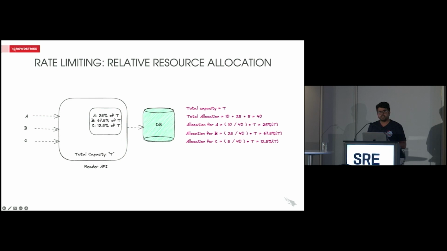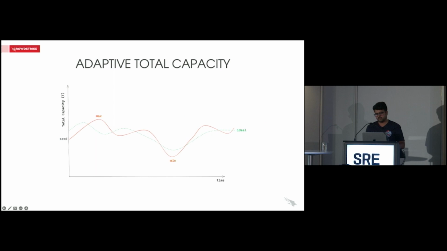But what about T here, the total capacity of the reader container? How do we estimate that? It is simple. We do not estimate that. We infer that from the system. This is the same approach that we took for determining the number of workers that our worker pool should run in our writer service. We start with a seed value and minimum and maximum bounds, and we let the algorithm converge around the ideal value for T by adapting to the feedback from downstream.